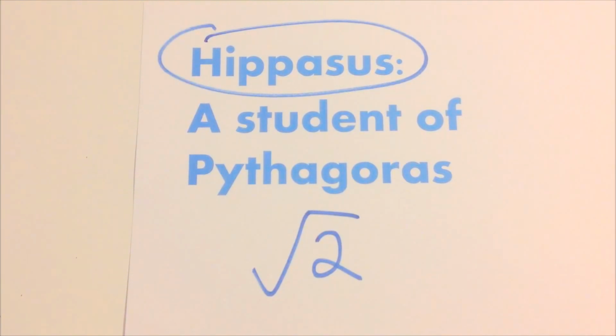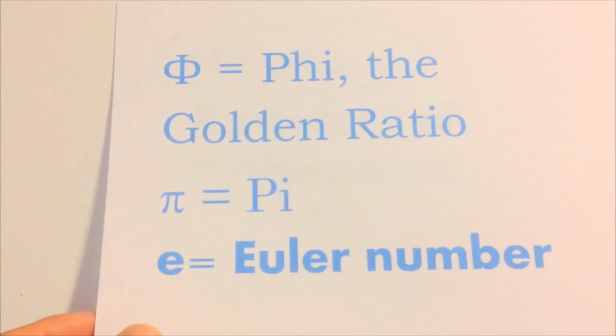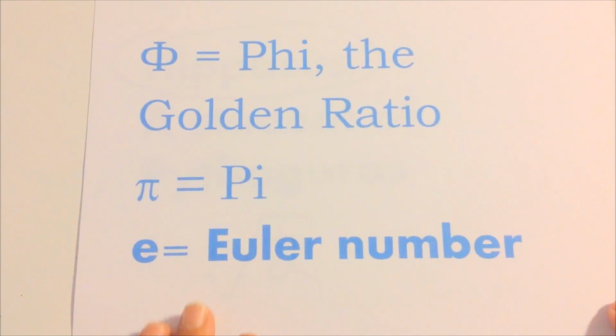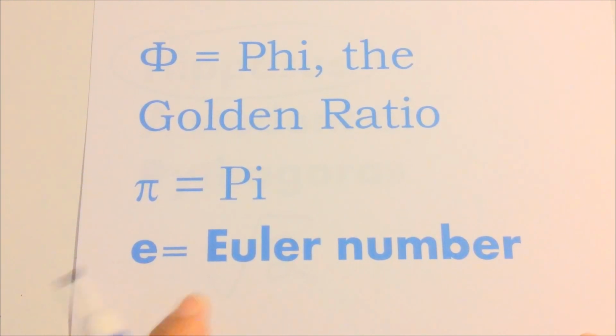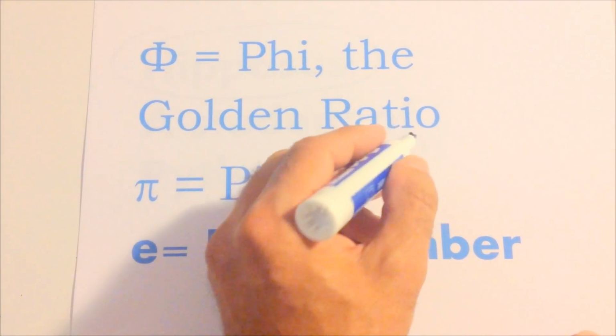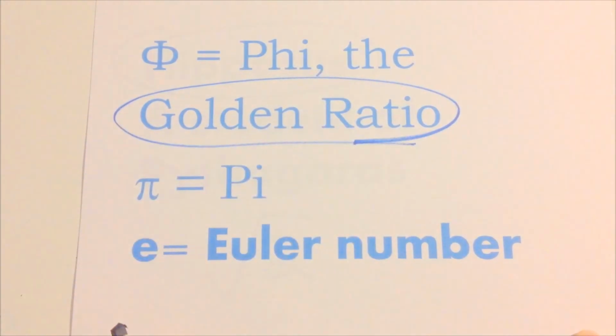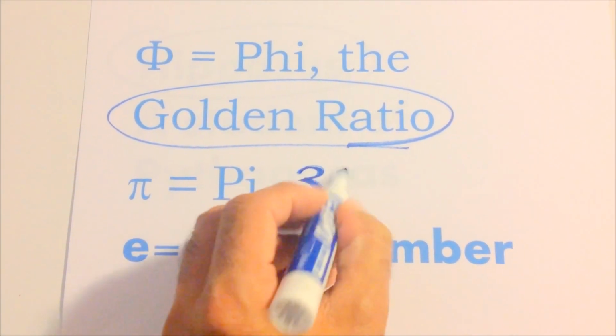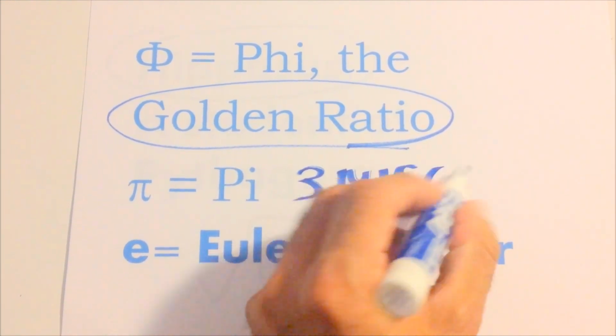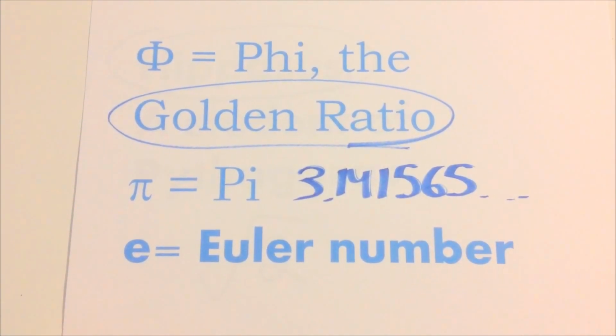We'll come back to the square root of 2. Here are some of the most famous ones, and we talked about this in a previous video. We have phi, the golden ratio. It appears in nature. It appears in music and architecture, and we'll have a separate video just on the golden ratio. And of course, pi is probably the most famous one. 3.14, 15, 60. It doesn't end, right? None of these end. They just continue.